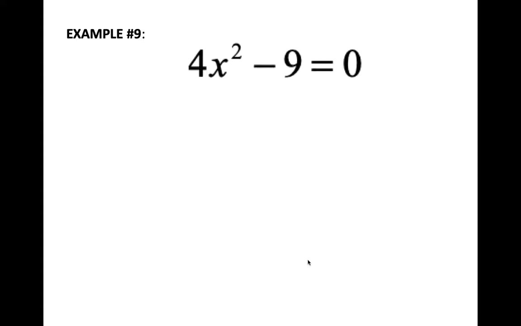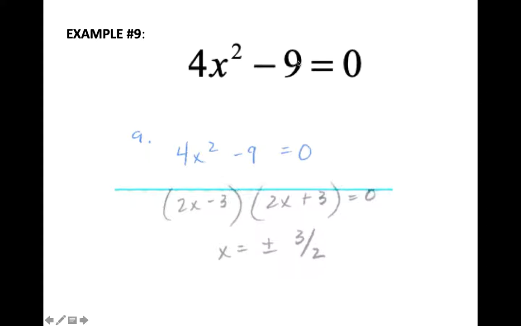Here's one more difference of squares for you to try. As soon as you realize it's the difference of squares, we look for the square root of this, the square root of this, and add them and subtract them. So there you go, directly to your answers, giving you that x is equal to plus or minus 3 over 2.